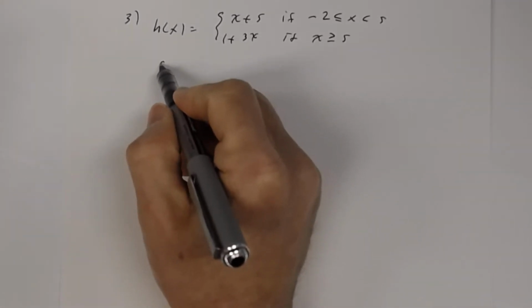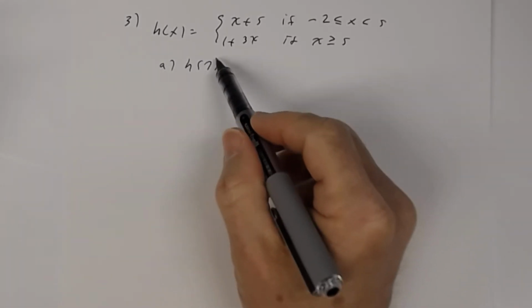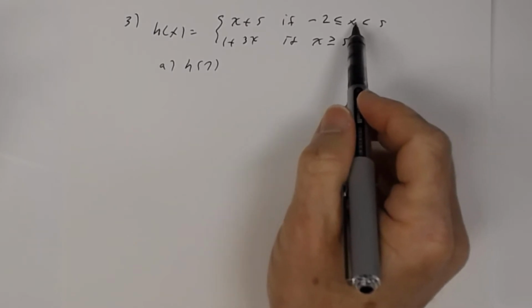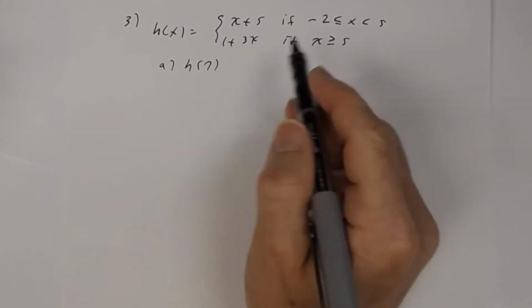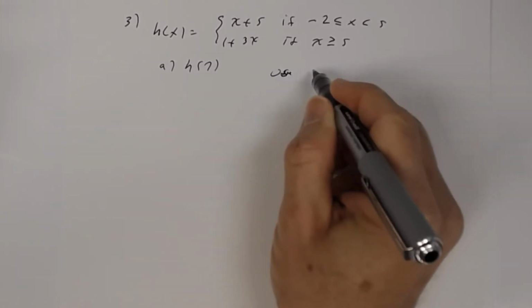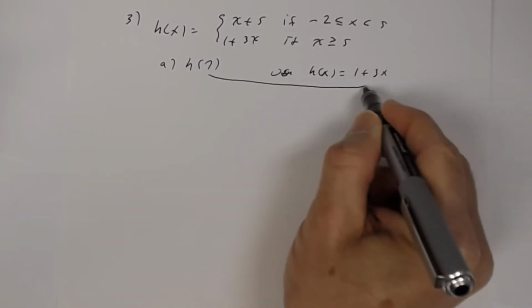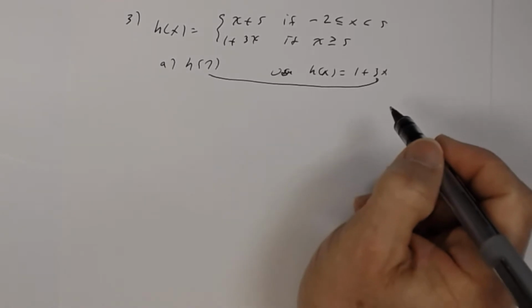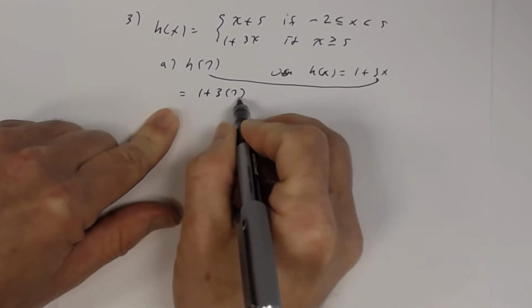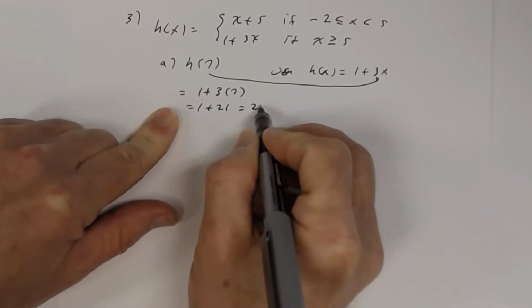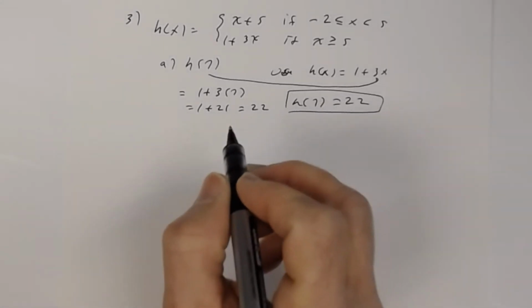All right. And in part A, you want to find h of 7. So x is 7 here. So you know that 7 is not between negative 2 and 5. So you know that 7 is greater than or equal to 5. So this is what you're going to use. You're going to use h of x is equal to 1 plus 3x. So wherever you see the variable x, you're going to substitute 7. So I get 1 plus 3 times 7. So that's 1 plus 21, which is equal to 22. So h of 7 equals 22. All right, so that's part A.